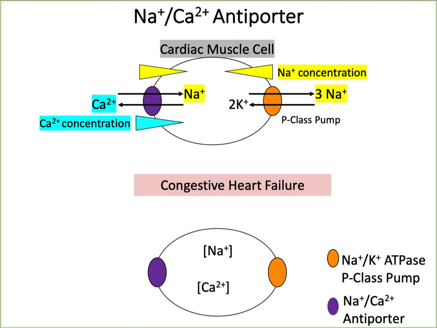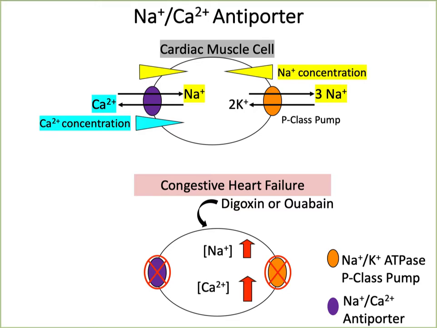So in an emergency situation, these individuals can be given digoxin or ouabain. These are two well-characterized pharmaceutical agents, and what they do is inhibit the action of the sodium-potassium P-class pump. When this happens, the sodium concentration increases within the cell, and when that happens, the sodium-calcium antiporter becomes non-functional. The calcium concentration increases in the cardiac muscle cell, and this facilitates the beating of these cardiac muscle cells. This helps individuals who are in congestive heart failure. It helps their heart cells pump.